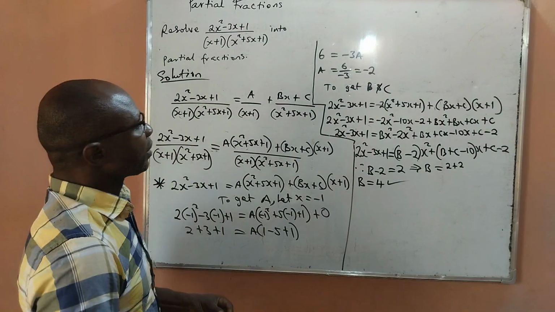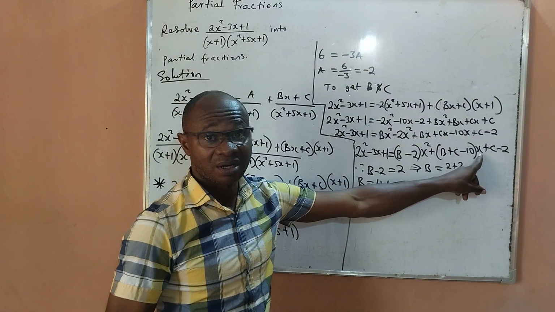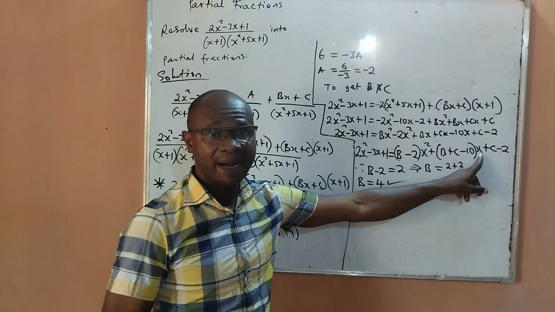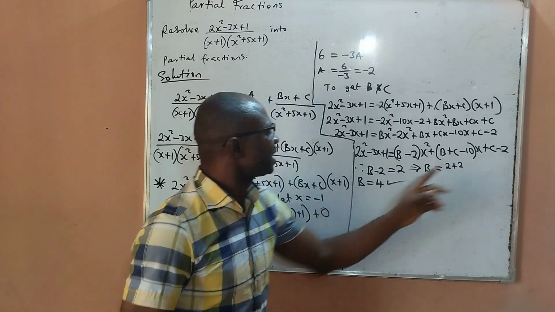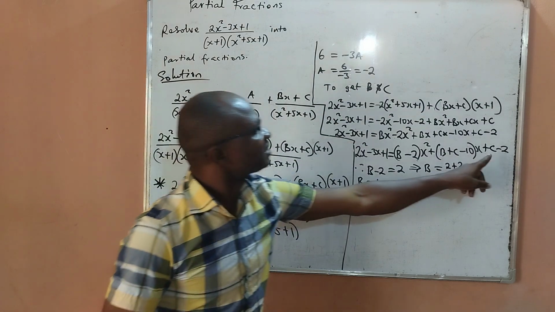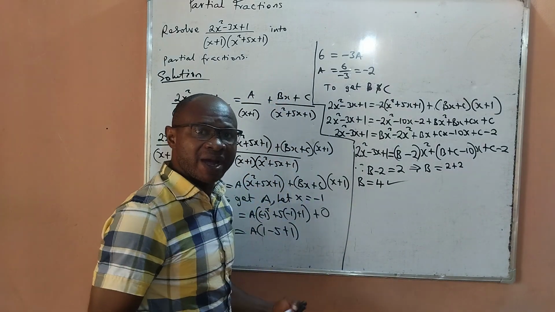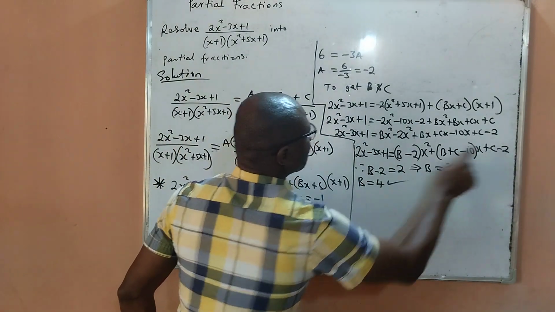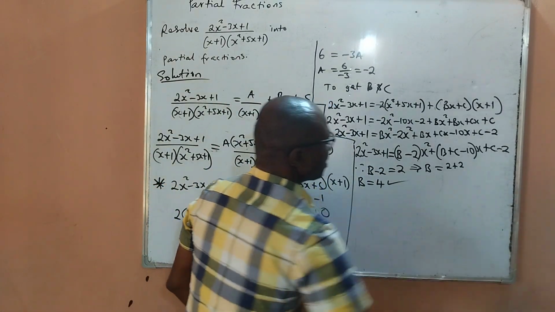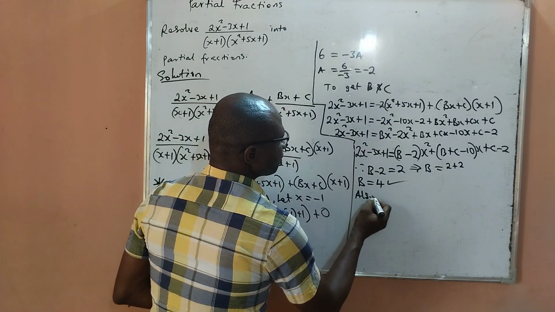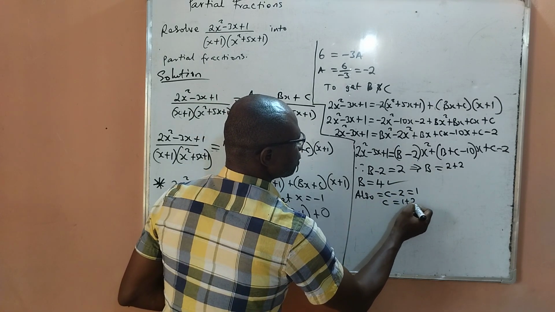Next, I will compare for the next one that has x. Or if you like, I can take the last one, because my interest now is to get c. I have gotten b, I have gotten a. So I can take the last one, that is c, the one that has no x, independent of x. c minus 2 is equal to 1, because the left hand side has no x, and c minus 2 has no x. So I can say c minus 2 is equal to 1, making c equal to 1 plus 2, which is equal to 3.